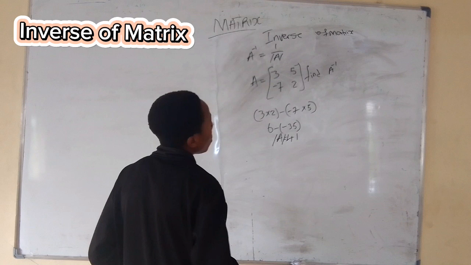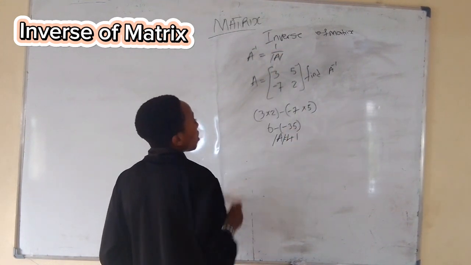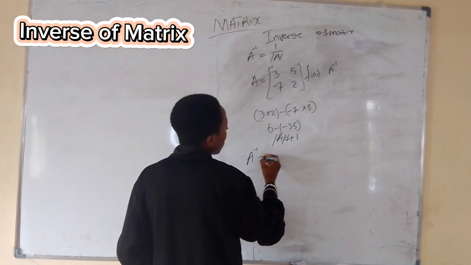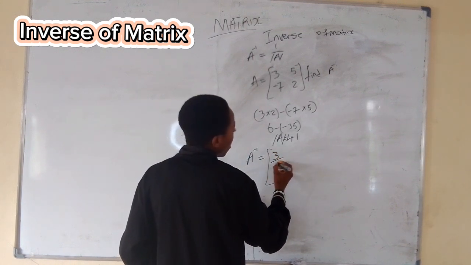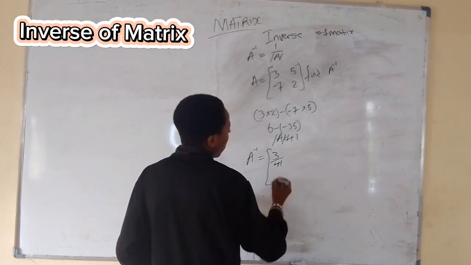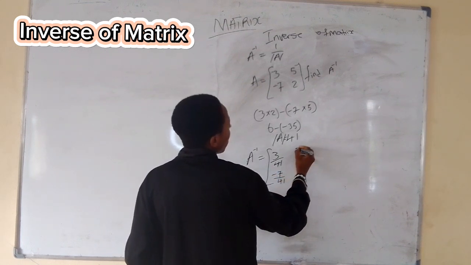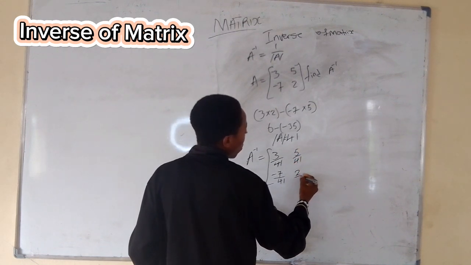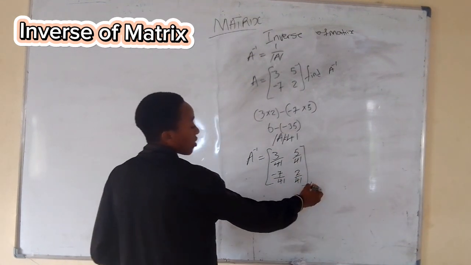So after finding the determinant, now we just put it into the formula. The formula says each of the elements over 41. So your A inverse will be equal to 3 over 41, minus 7 over 41, 5 over 41, and 2 over 41. So this is the final answer. This is your inverse.